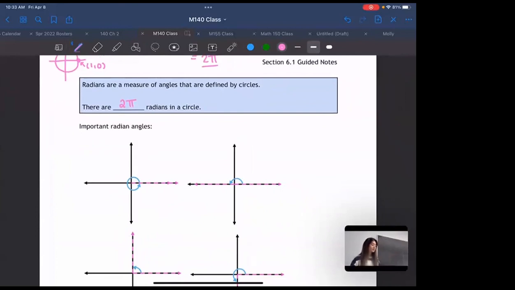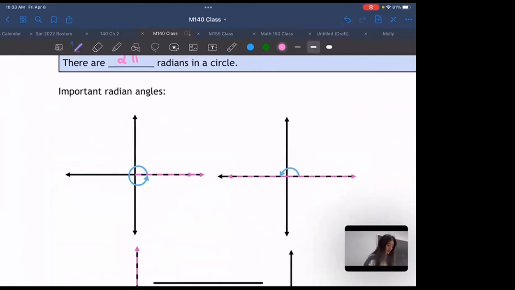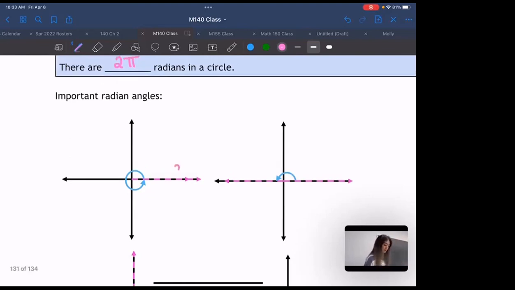Okay, so before we do anything too crazy with radians, I think we should talk about the 4 important radian angles, just like 0, 90, 180, and 270. Okay. So let's just say we have the angle right here, and we're going all the way around the circle. Well, all the way around is 2 pi radians in a circle. Okay. We can also look at standard position as 0, right? Just how we have 0 and 360, now we have 0 and 2 pi.